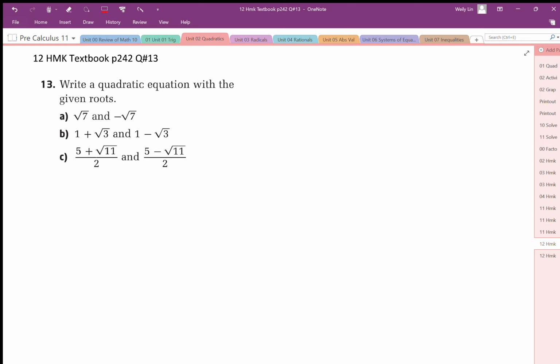For question number 13a, we need to find a quadratic equation with the roots that are given. So for a, we have the roots of root 7 and negative root 7. Now, if we can recognize that that is really just plus or minus the square root of 7, then we can use that to work out our quadratic equation.